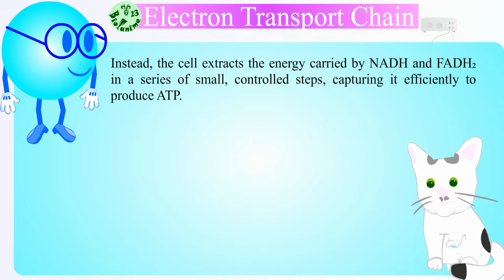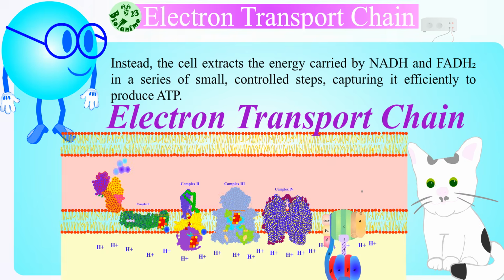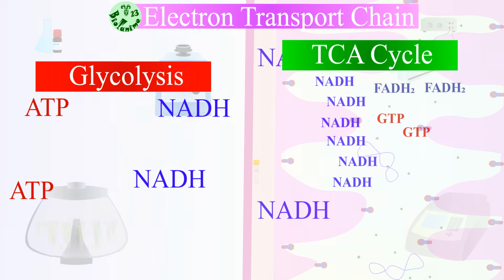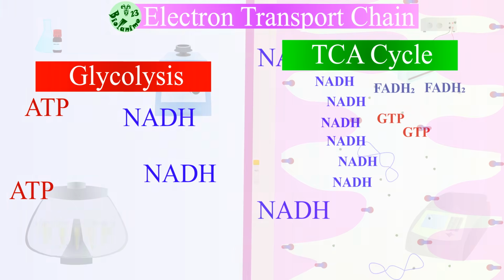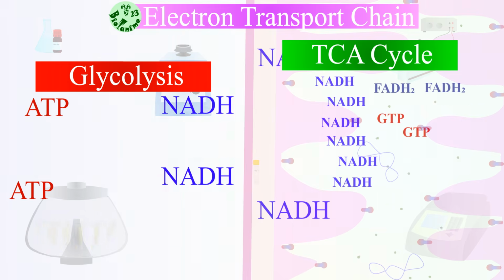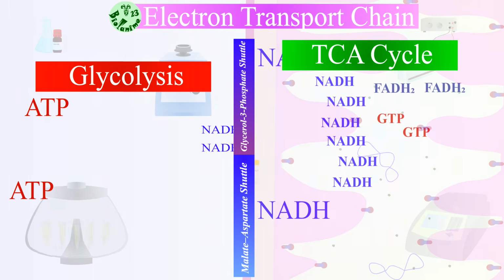This controlled process takes place in the electron transport chain, or ETC. The NADH produced during glycolysis cannot cross the inner mitochondrial membrane directly. Instead, its electrons are transferred into the mitochondria through the malate aspartate shuttle or the glycerol 3-phosphate shuttle. In contrast, the NADH and FADH₂ generated during pyruvate oxidation and the citric acid cycle are already present in the mitochondrial matrix and can directly participate in the ETC.